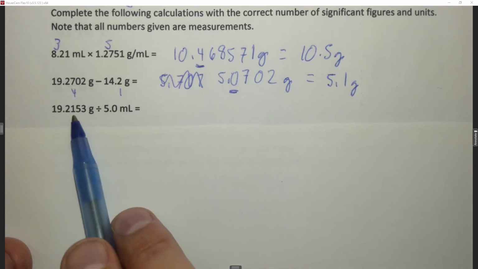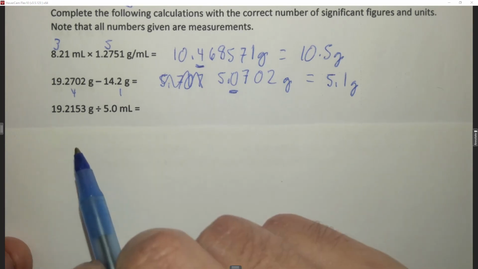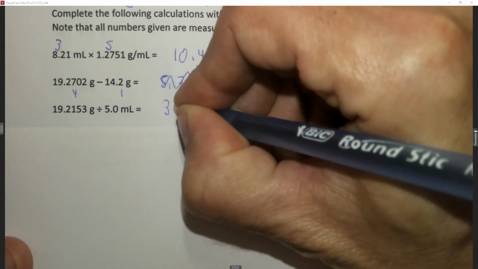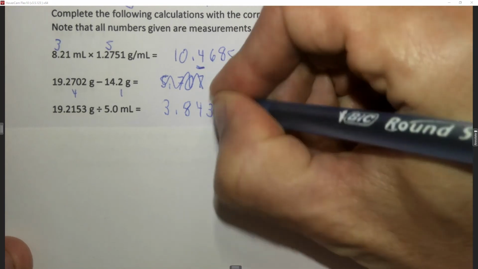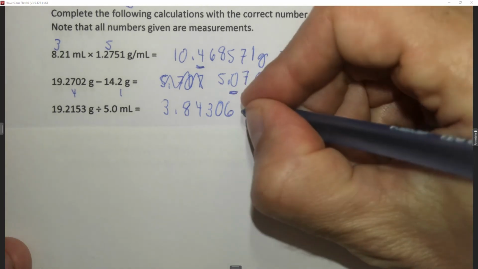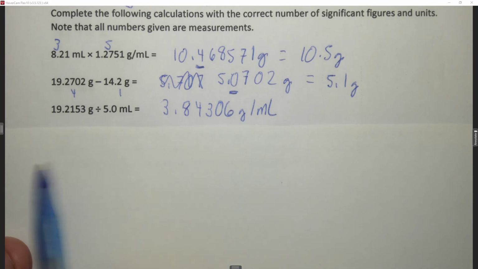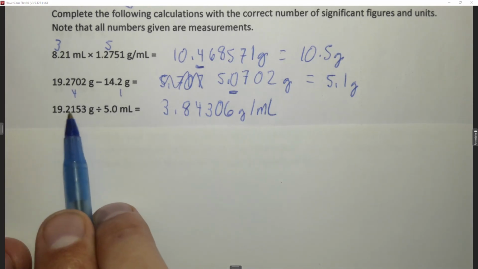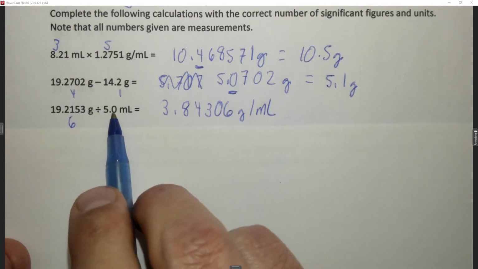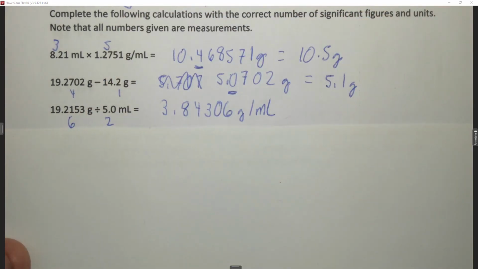Last one, we have 19.2153 grams divided by 5.0 milliliters. In this case, we want to do the division, and when we do the division, we find that it's 3.84306 in our calculator. We have grams divided by milliliters, which is grams per milliliter, like so. Now, we need to look at sig figs. This has 1, 2, 3, 4, 5, 6 sig figs. None of them are 0. In this case, this 0 is after both a 5 and a decimal point, so it is significant. So this one has 2 significant figures.